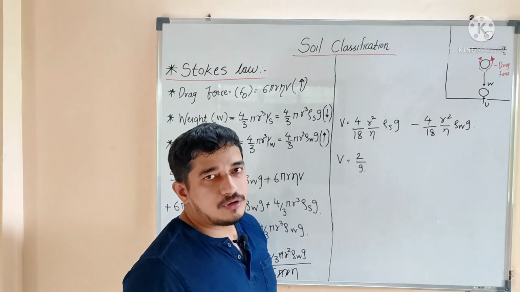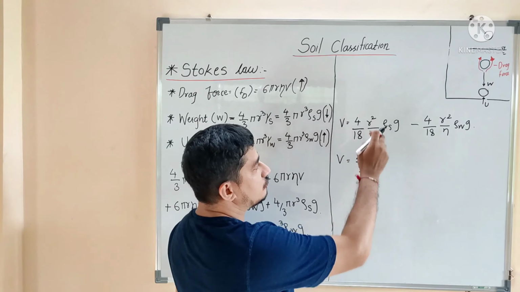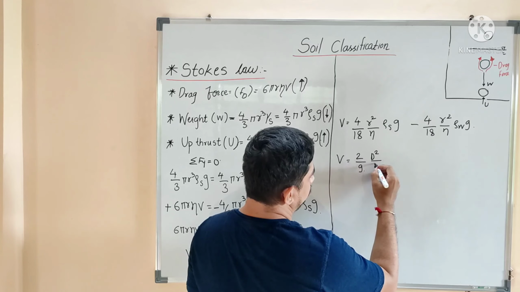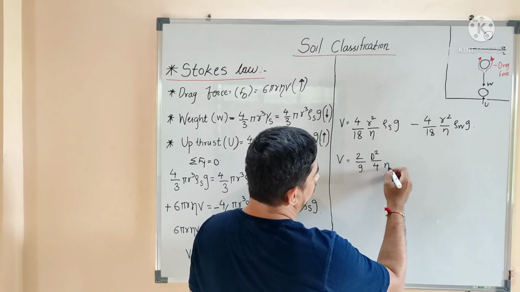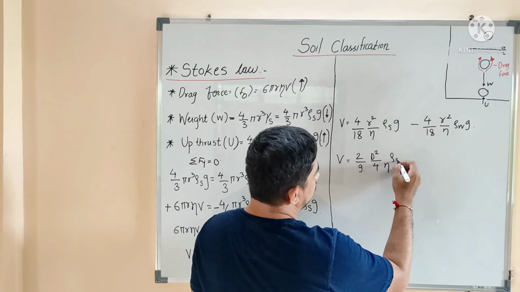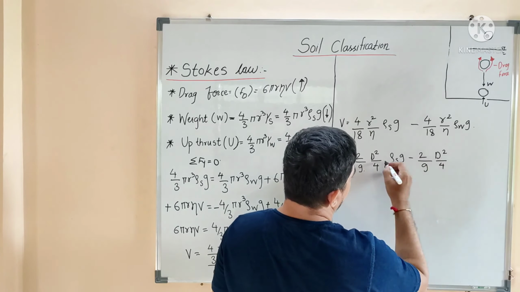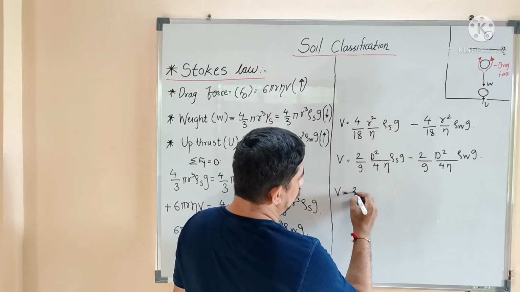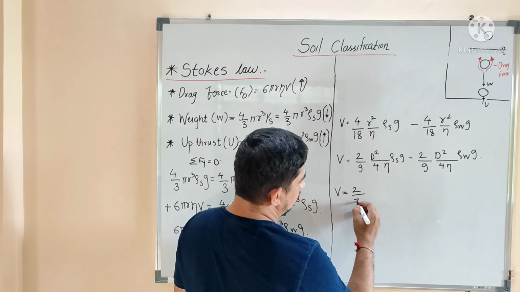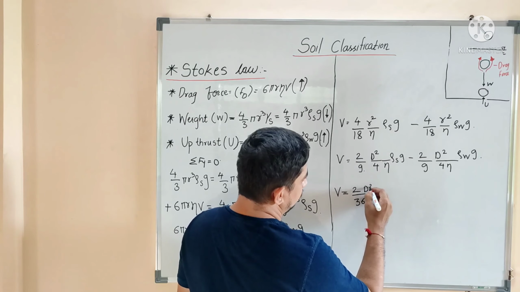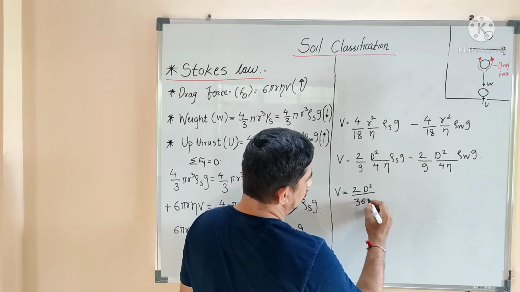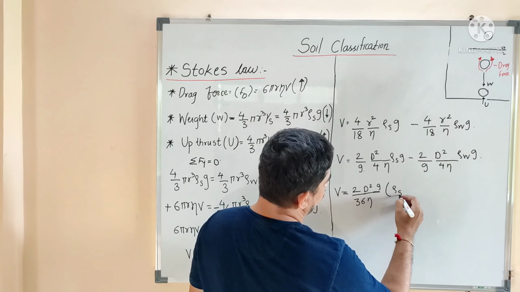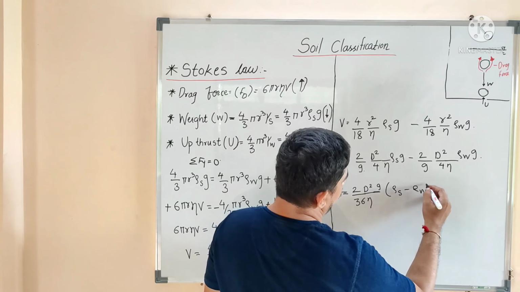Okay, d by 2 is nothing but the r, so replacing this r square by d by 2, it will become d square by 4 multiplied by eta into rho s into g. So we got V is equal to 2 by 36 d square divided by eta. Okay, so we got rho s minus rho w.